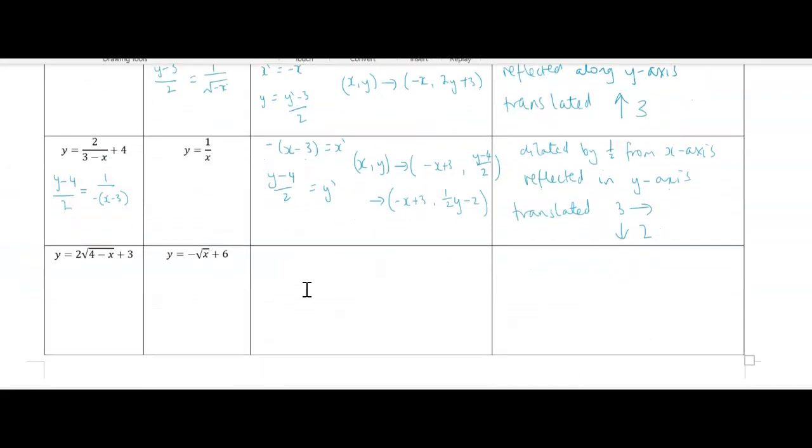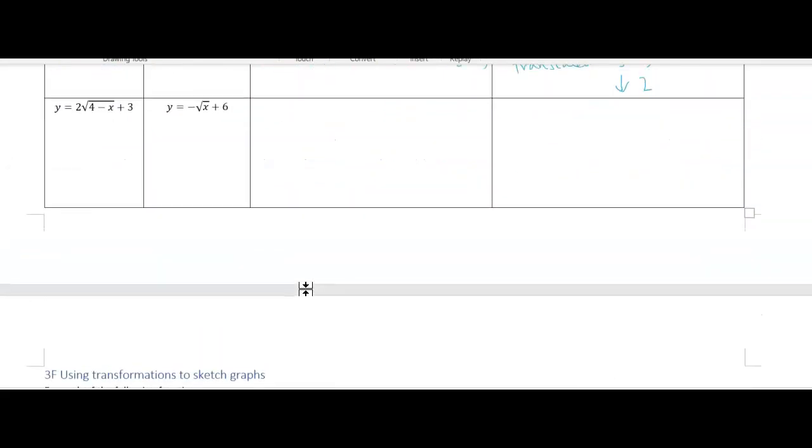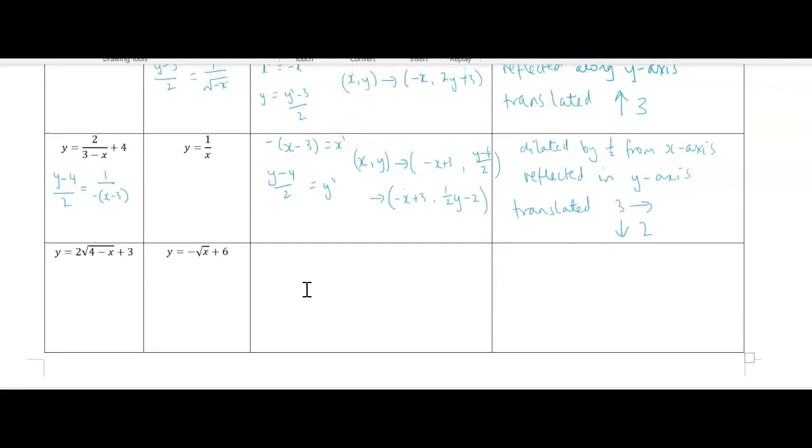All right, let's move on to the last one. I think that's the last one. Awesome. Okay, so now it's a little bit more complicated.